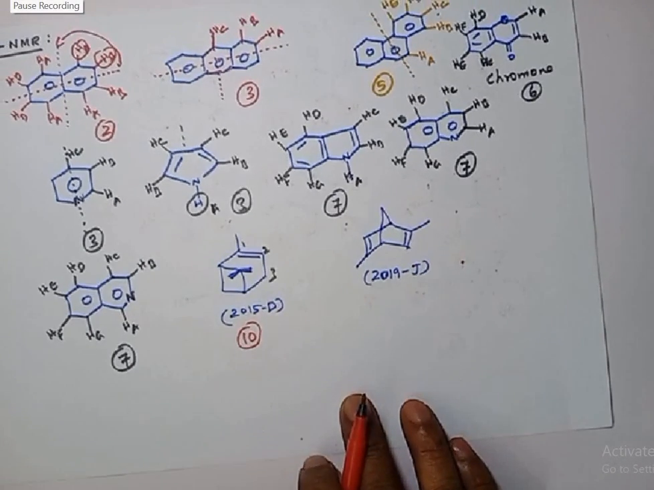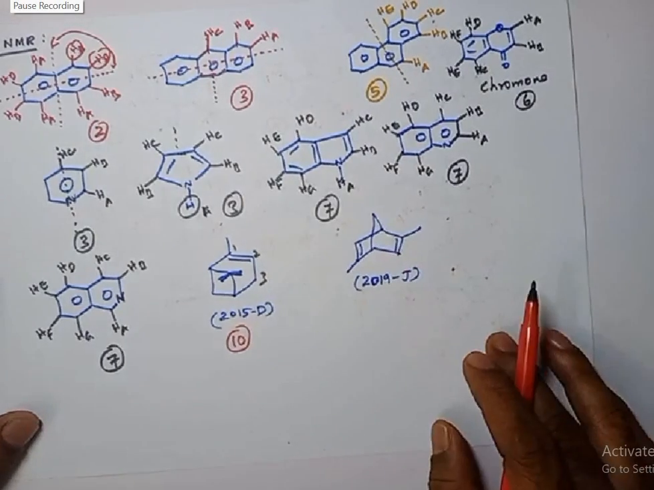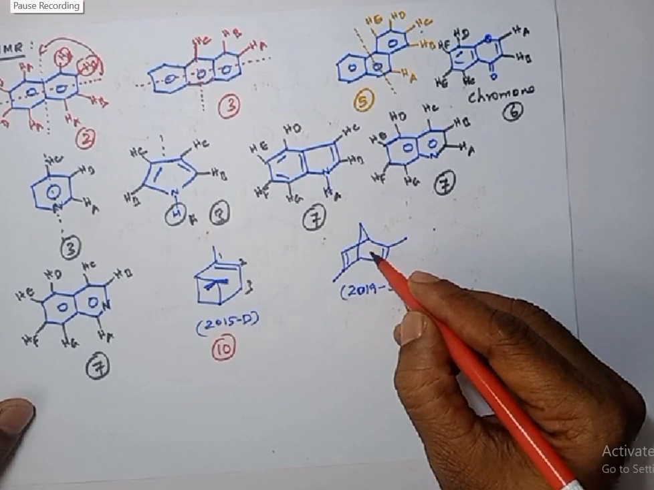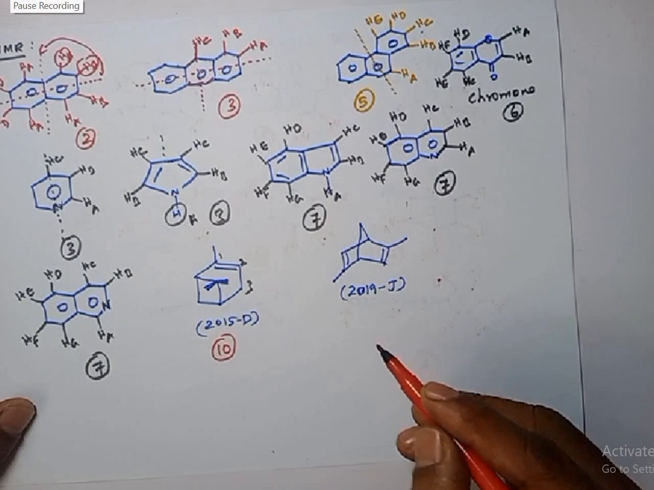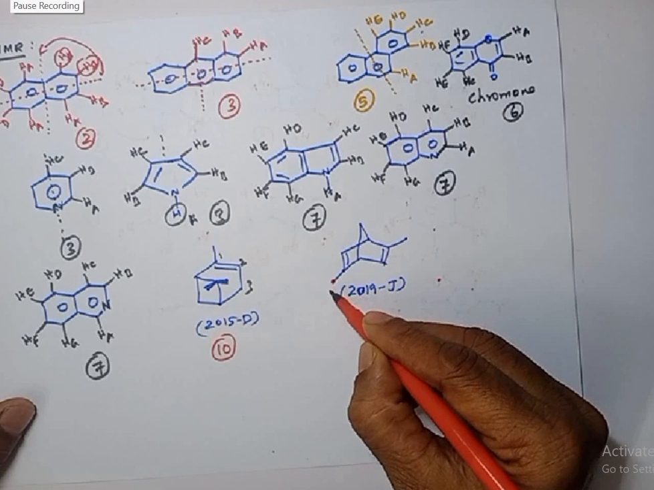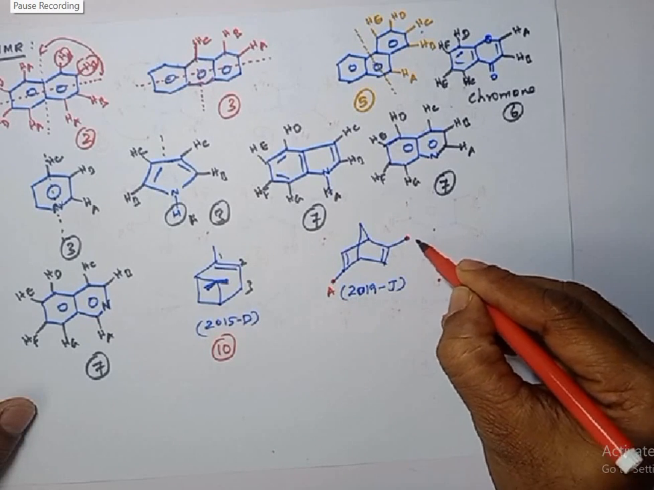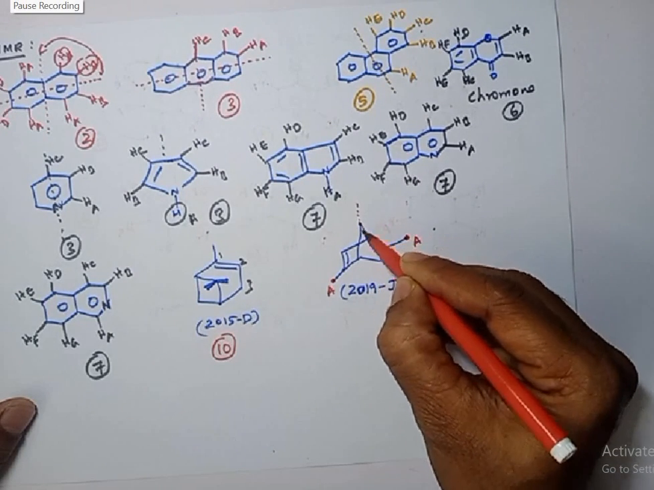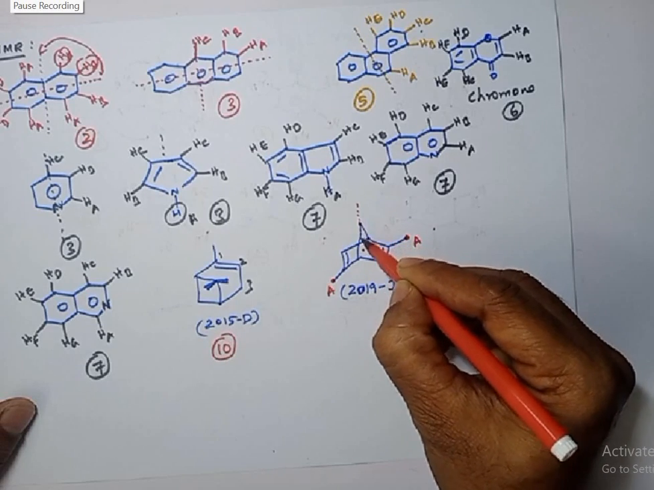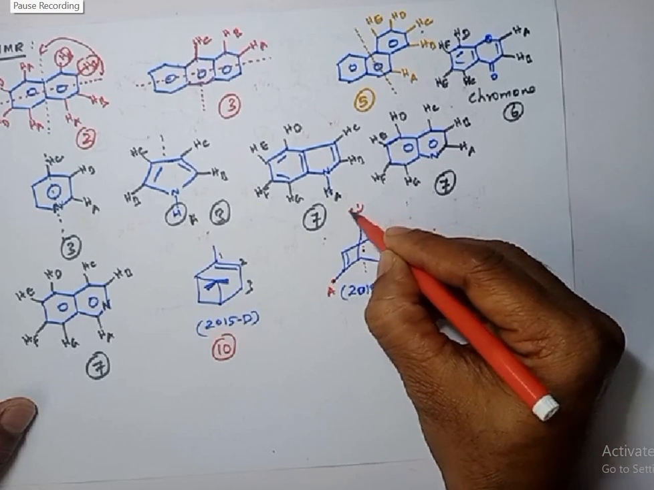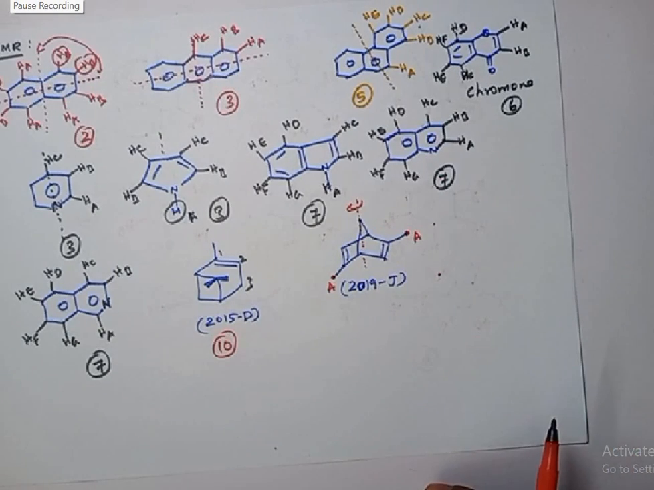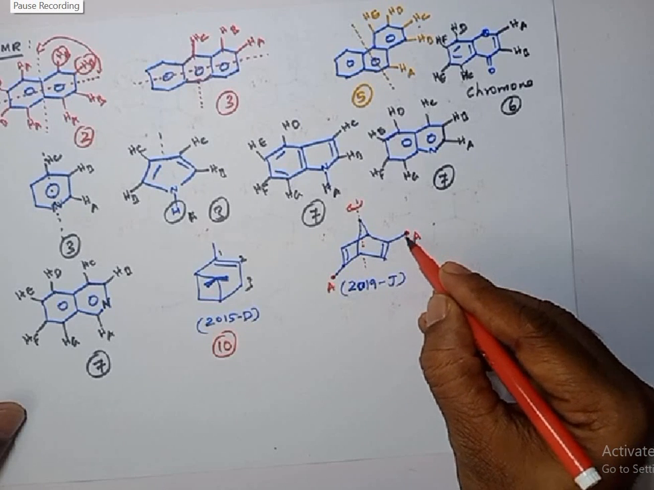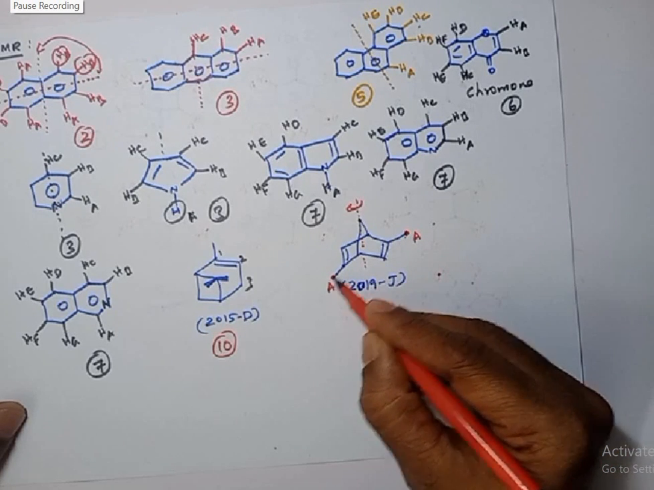Now the next one is, how many signals do we get for this compound? Listen, this is actually a symmetrical molecule. So the protons attached to this methyl group and the protons attached to this methyl group are one and the same; they are equivalent. If you fix an axis passing through this middle carbon and the center of the molecule, and rotate by 180 degrees, I'll get an equivalent structure. Therefore, this proton and this proton are equivalent. The protons attached to this methyl group and the protons attached to this methyl group are equivalent.